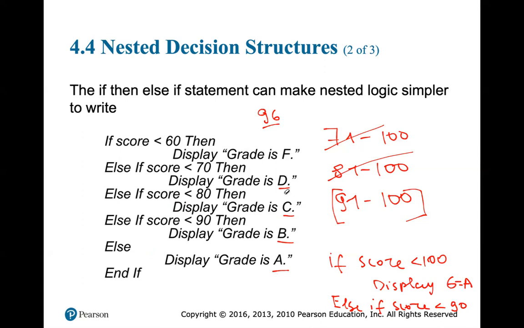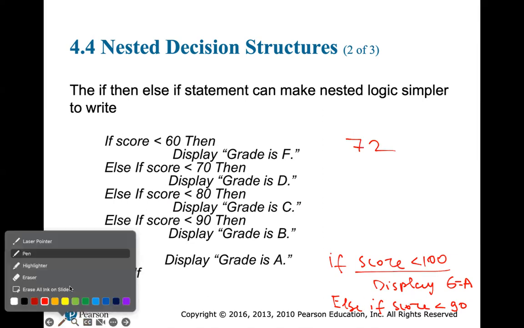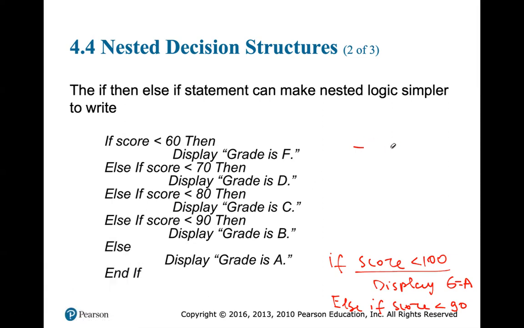However, let's say we're working with a 72. We're going to come in, we're going to check if the score is less than 100. Yes, the score is less than 100. It is 72, but still our computer will display A because this condition is met. And for the computer, if the condition is met, that means the job is done. That means we do not have to do anything else. 72 is not an A, but the computer does not know that. So you have to be very careful with writing these decision structures. Do you know how to fix this problem? There's a very easy fix to this.